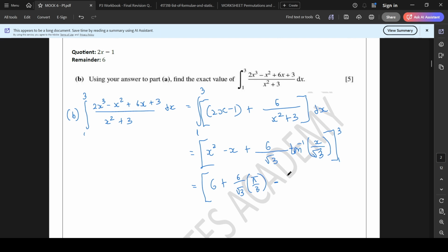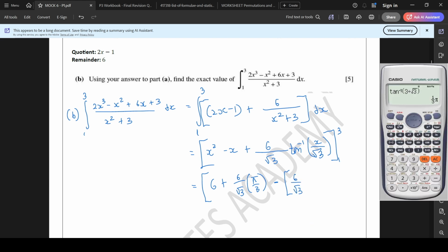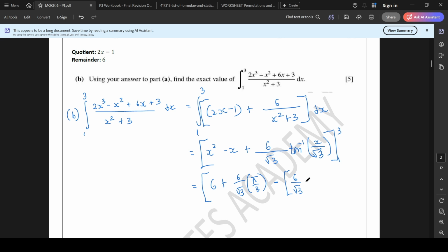And then this is subtracted by 1 minus 1, which is 0. You are simply having 6 over root 3 times tan inverse of 1 over root 3. What is tan inverse of 1 over root 3? The answer comes out as pi by 6. So this is pi by 6.